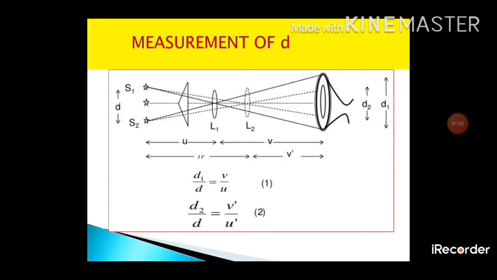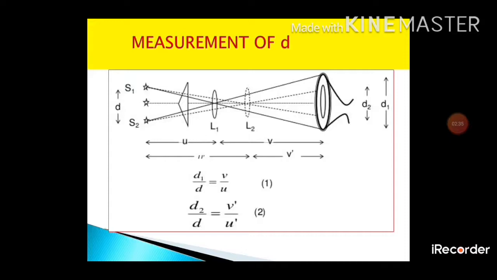In this particular situation, let small u be the distance between the source and the lens L1, meaning the object distance, and small v the distance between the lens and the eyepiece, meaning the image distance. Now you know the formula that height of image divided by height of object is equal to v by u. So by using this formula, d1 divided by d, where d1 is the image and d is the object, d1 by d is equal to v by u. So I will get equation number 1.